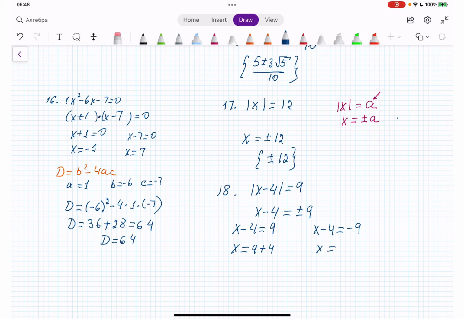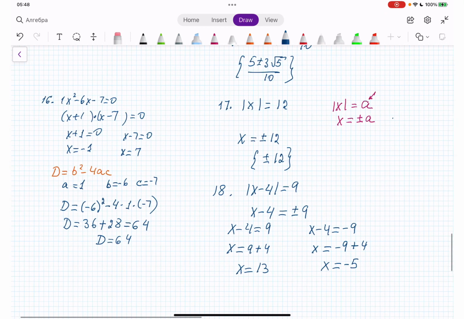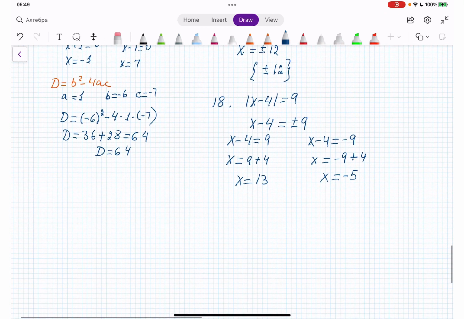And here we will have negative 9. That's true, I thought it was a mistake. No, it's positive 9, negative 9, all is good. And plus 4, in this case, x is going to be 13. Here we will have x is equal to negative 5. And this is going to be our answer. The answer is going to be negative 5 and positive 13.